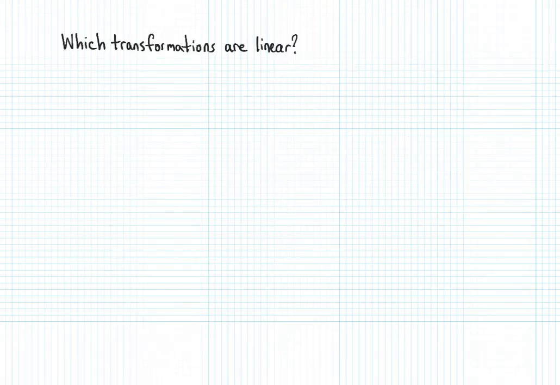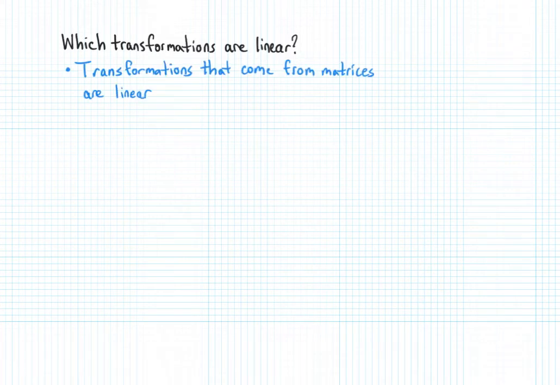So this leads us to a question: which transformations are linear? So what we know so far is that transformations that come from matrices are linear. These are the transformations that have the formula T of x is equal to A times x for some matrix A. And these are definitely linear because that's where we got those conditions in the first place.